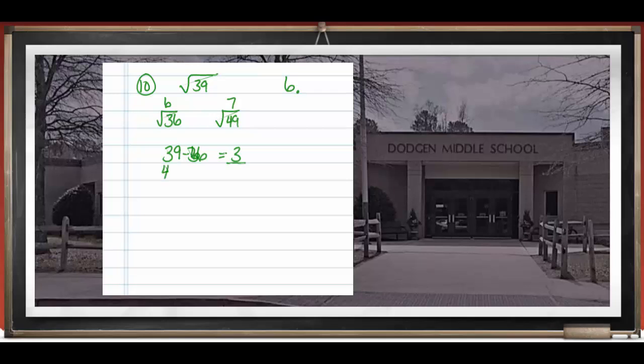Then we're going to take our 49 value and subtract from that 36. That essentially gives us the part of our distance between those two perfect squares that represents our decimal value. So 49 minus 36 is 13. And when we divide 3 by 13, we get 0.23. So our approximate value of this irrational number is 6.23.